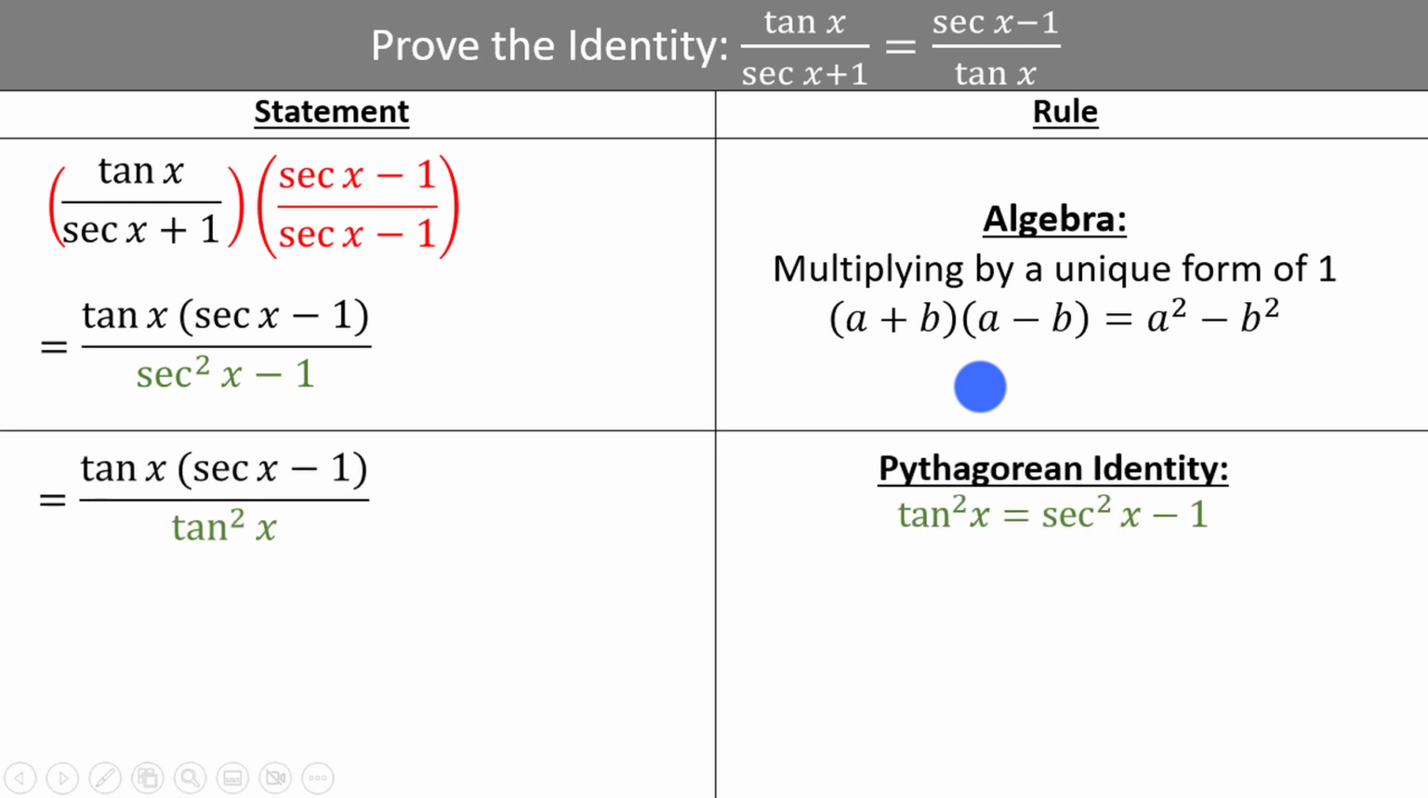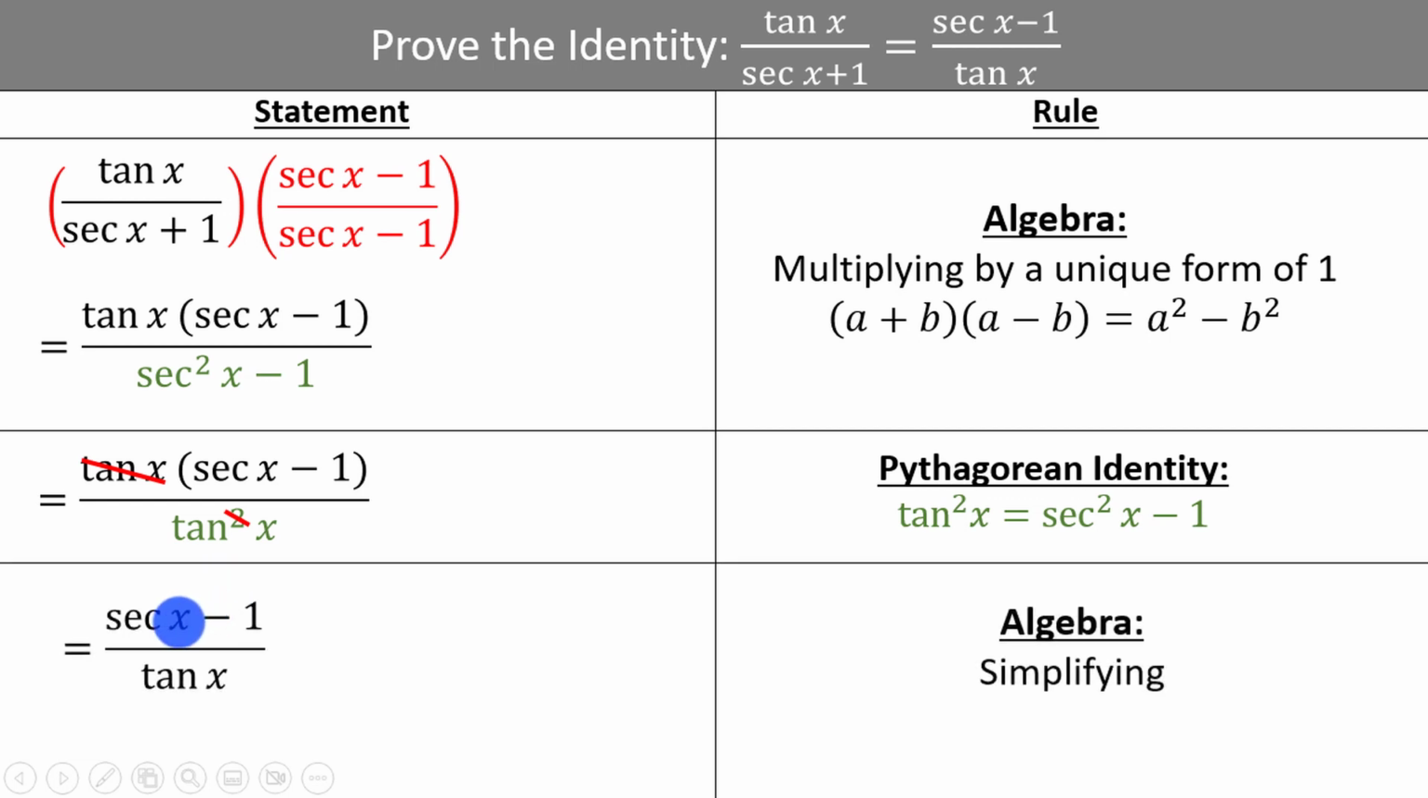I recognize that the denominator is a Pythagorean identity. Tangent squared is equal to secant squared minus 1. So I can replace secant squared minus 1 with tangent squared. As I mentioned at the very beginning, this is going to allow me to cancel one of those tangents. Therefore, I will just have secant of x minus 1 divided by tangent of x by algebra simplification. This is exactly what we wanted, so we have completed our proof.